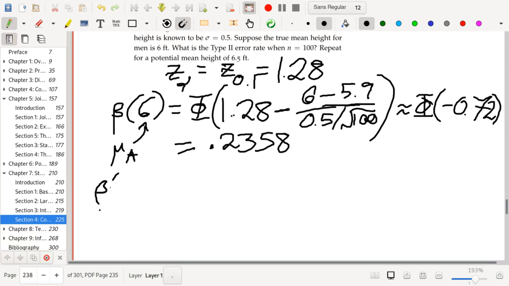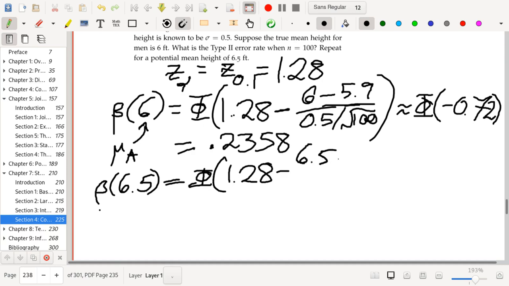for 6.5. So beta at 6.5. The probability of a type 2 error rate in this situation should be even smaller, since basically this is a larger mean height. So this is going to be phi at 1.28 minus (6.5 minus 5.9) over 0.5 divided by the square root of 100. I actually don't have this written down in my notes, so I'm going to very quickly compute this.